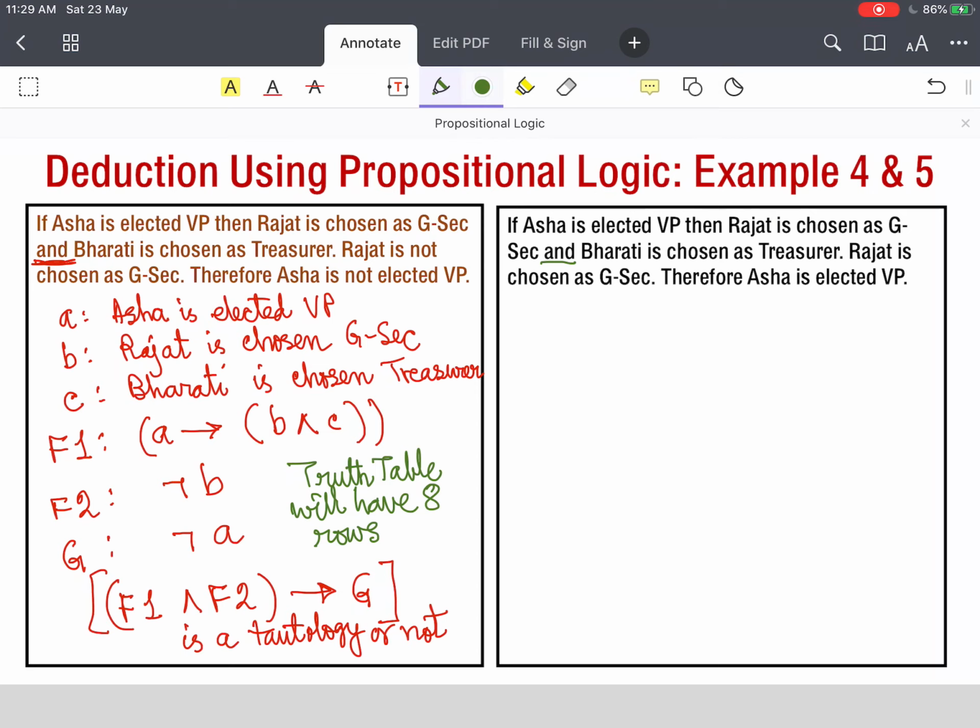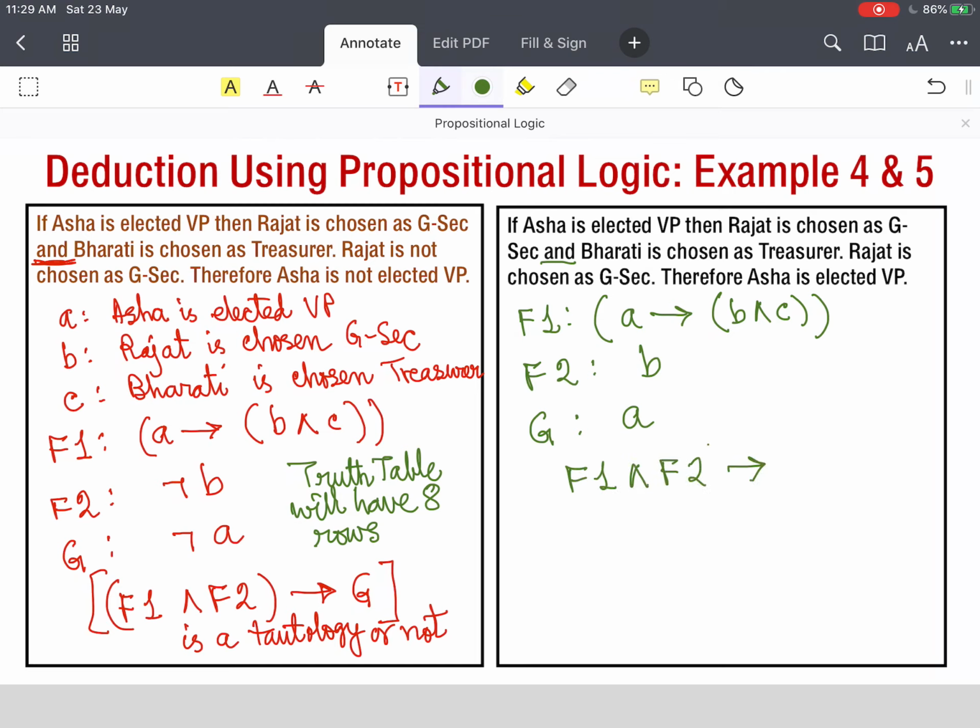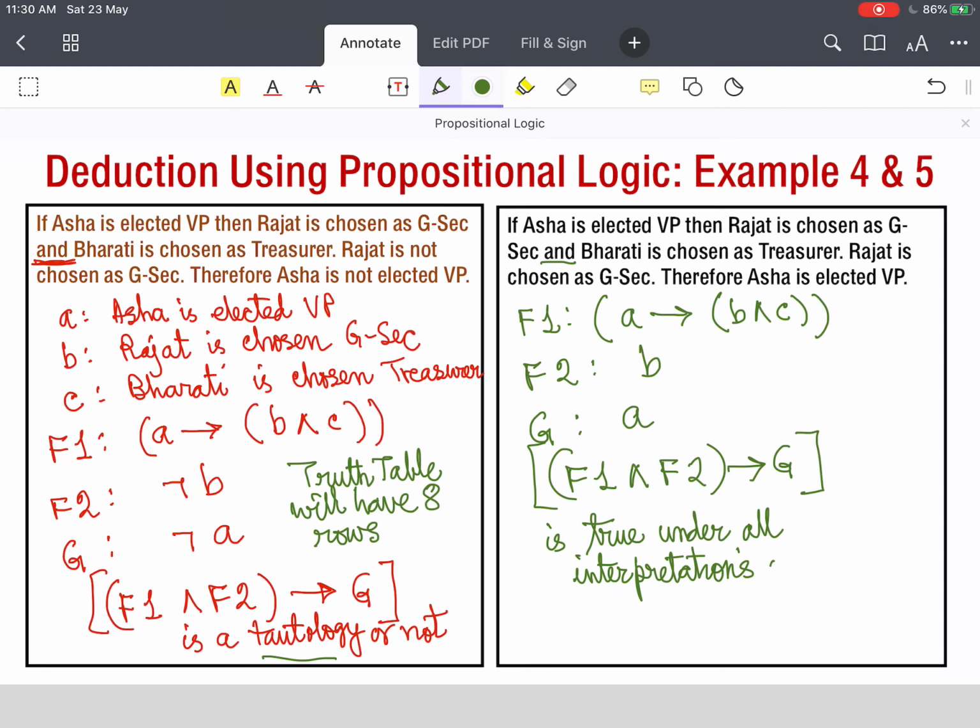Rajat is chosen as GSEC. This is different. Therefore, Asha is elected VP, which is different. So our variables are all the same. So our F1 here in this case is the same as the previous one, A implies B and C. Our F2 in this case is Rajat is chosen as GSEC, which is B, and goal is Asha is elected VP, which is A. So here again we will want to prove in this particular case whether F1 and F2 implies G is true under all interpretations. Being a tautology means it is true under all interpretations or not.